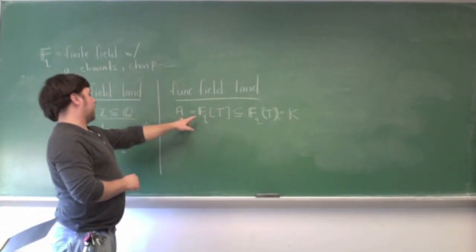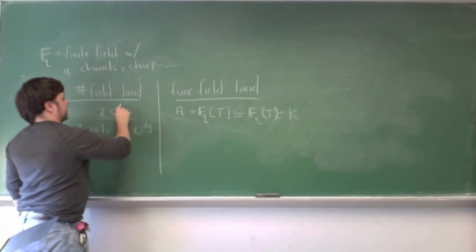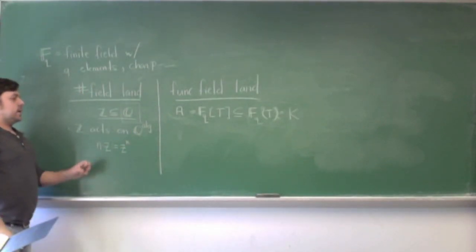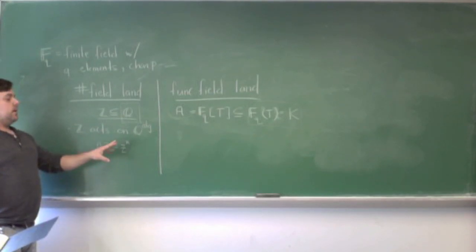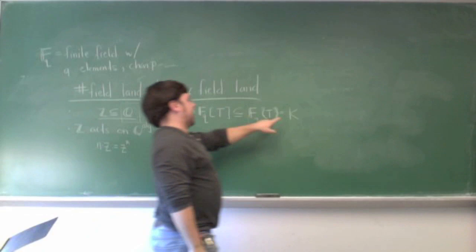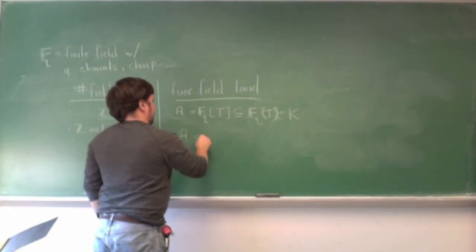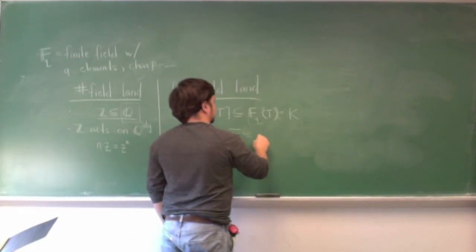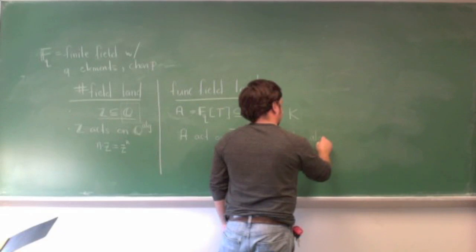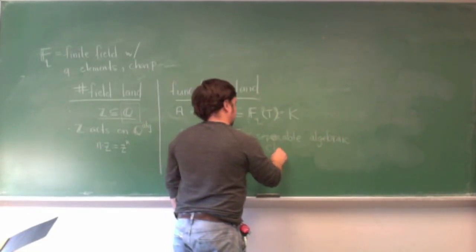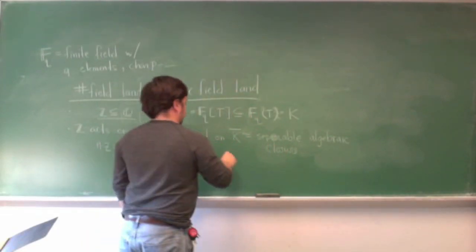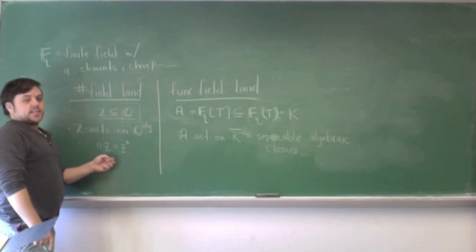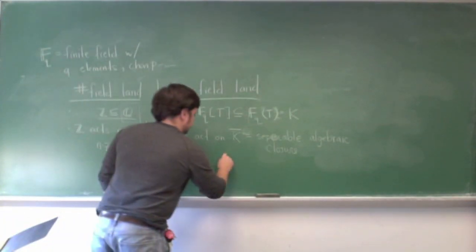So A is going to be our analog for Z, and K is going to be our analog for Q. If we want an analog of cyclotomic function fields, perhaps one should look for an A action on the separable algebraic closure of K, K-bar, that in some sense mimics exponentiation. And so, what is that?